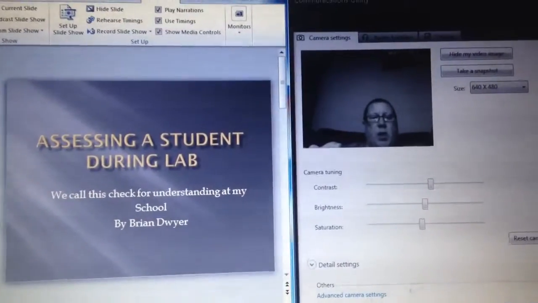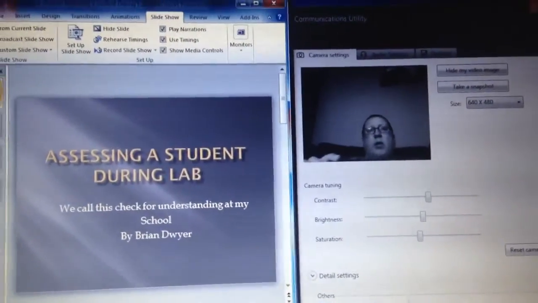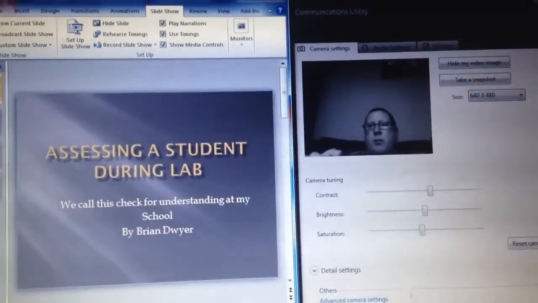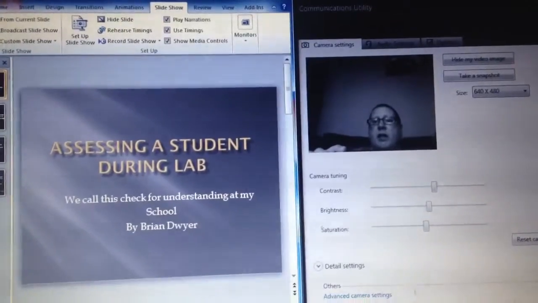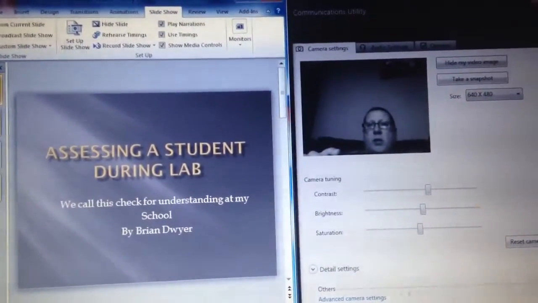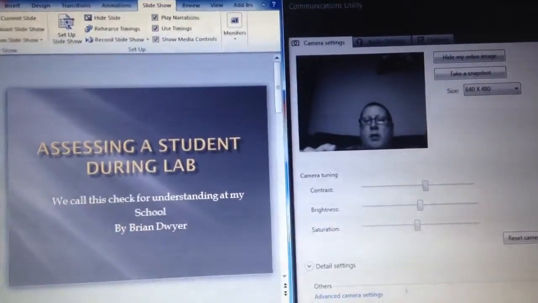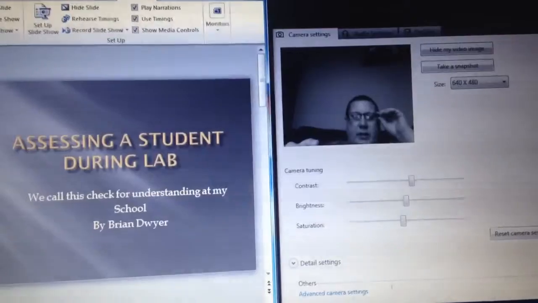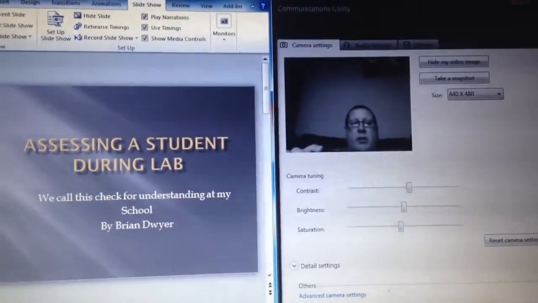So, how do we assess a student during lab? Well, one of the best inquiry labs I do is the students have to separate a mixture. So I put sand, salt, iron filings, and wood chips in water, and I stir it all together. And then they have to separate them into their different components.